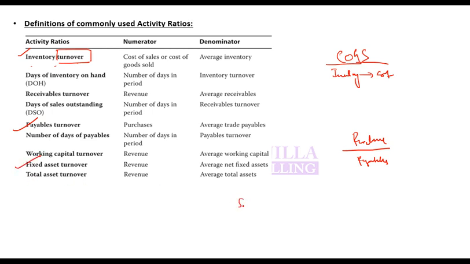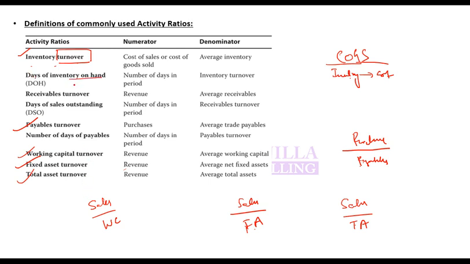Fixed asset turnover, sales divided by fixed assets. Total asset turnover, sales divided by total assets. Working capital turnover, sales divided by working capital. And generally we take the average of these: average inventory, average payables, average total assets, average fixed assets, average working capital.